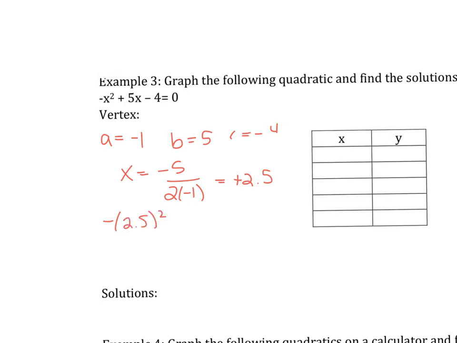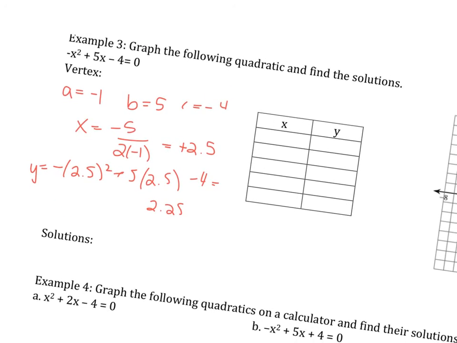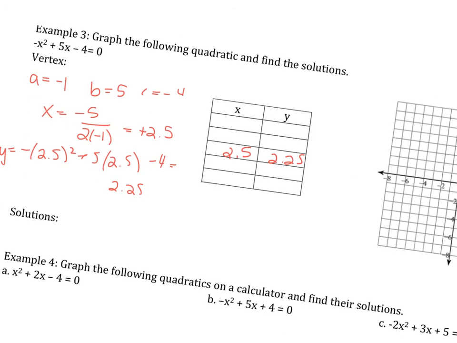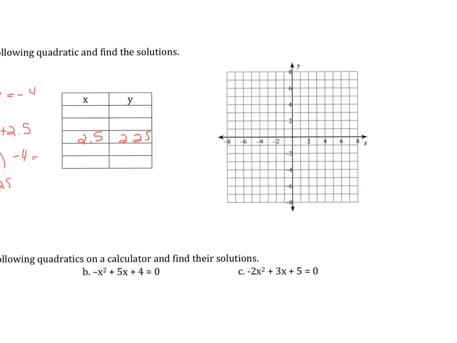So we're going to plug that in to find our Y. And we're going to get 2.25. Now, don't let this freak you out because we're going to use integers for our table and everything will be A-okay. But for my middle point here, I'm going to do 2.5, 2.25, and let's go ahead and plot that. So it's going to be halfway between 2 and 3 and just a little bit above 2, so like right there. I'm going to go ahead and put in our axis of symmetry. I'm going to use 3 and 4 and 2 and 1.